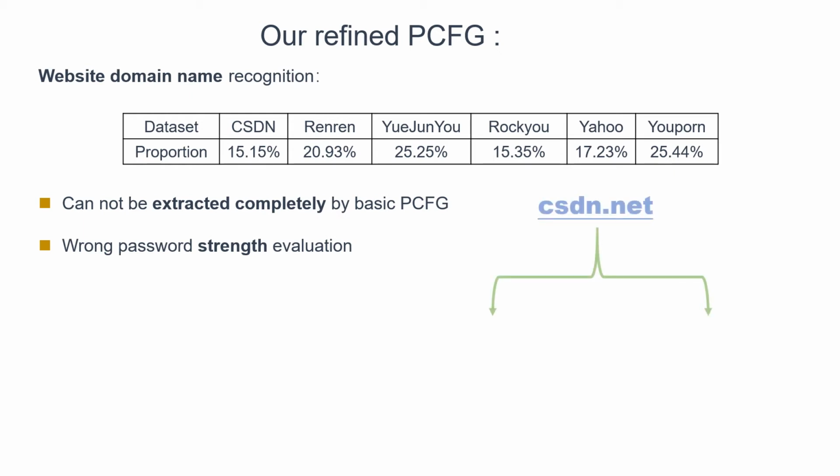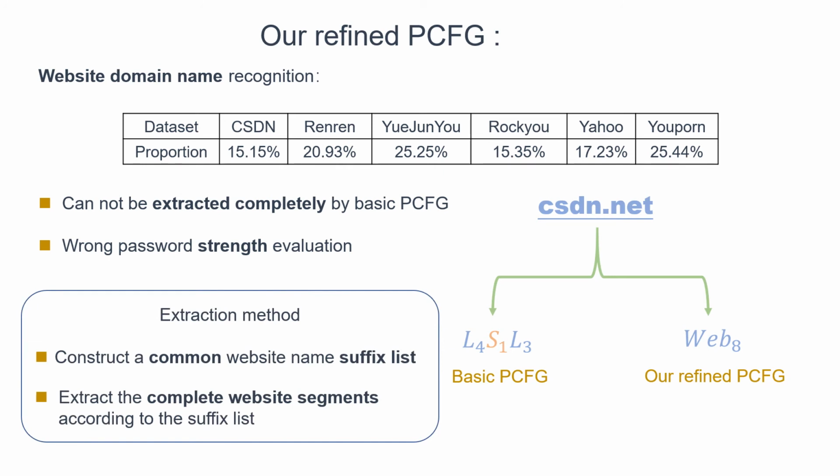For instance, the password CSDN.net is converted to the segment-level password L sub 4, S sub 1, L sub 3, and may be assigned a low probability of being corrected by basic PCFG. However, it should be extracted as a complete segment. Here we use WEB for the website domain name segments. To address this problem, we add the recognition of website domain names. First, common suffixes such as .com, .net are used to construct a suffix list, and then the complete website segments are extracted from the passwords according to the suffix list.